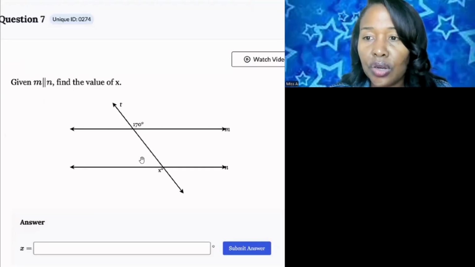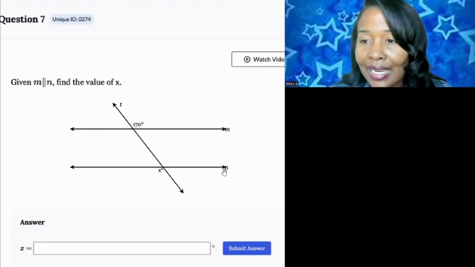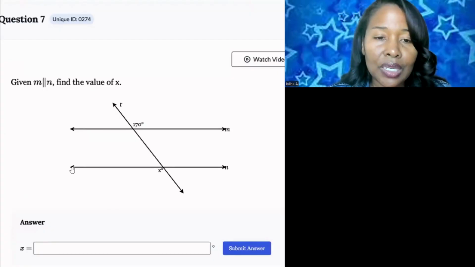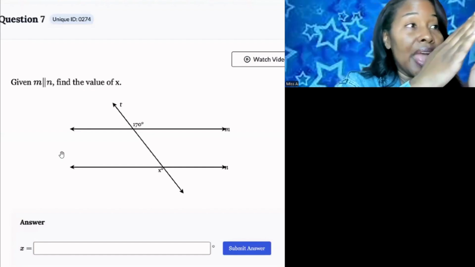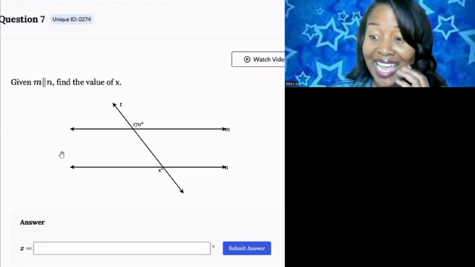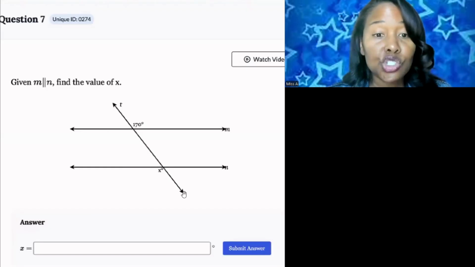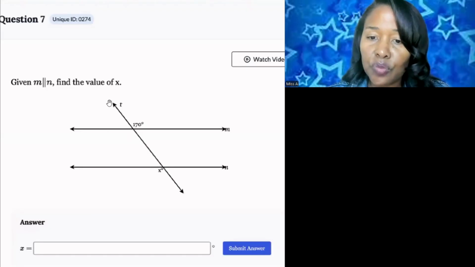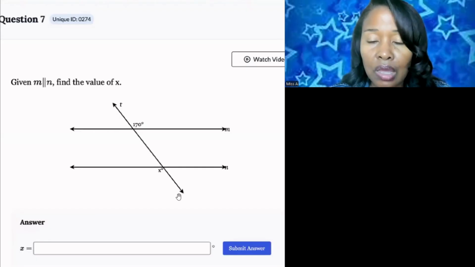So here's our figure. As we can see, I have line M right here, and there it is labeled M. And then I have line N is labeled here. Parallel lines are lines that will go on forever and never cross. They will never intersect. This line here that's slicing through them, we call this a transversal. A transversal line is a line that goes through a set of parallel lines.